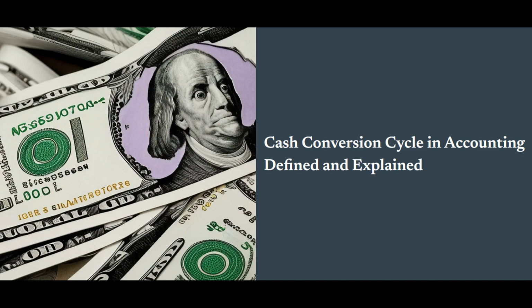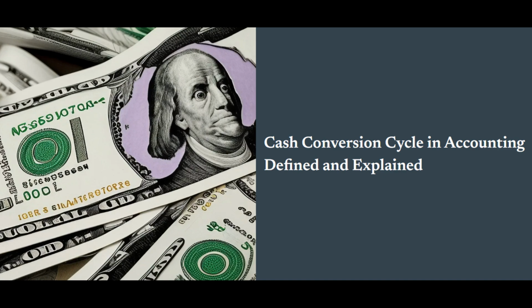The CCC consists of three main components: the inventory conversion period, the accounts receivable conversion period, and the accounts payable conversion period. Let's break these down a bit. First up, the inventory conversion period, or ICP. This is the time it takes for a business to sell its inventory. You want this period to be as short as possible. Think about it: if your products are just sitting on the shelves, that's cash you can't use for anything else. You need to find a balance. Having too little inventory can lead to missed sales, but having too much can tie up your cash.